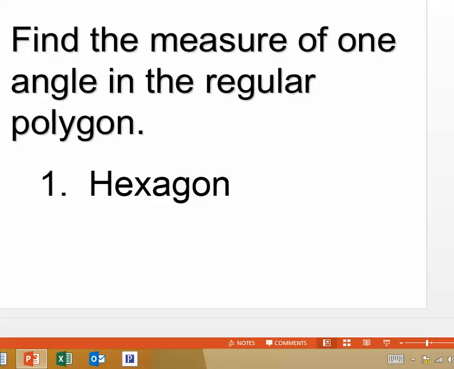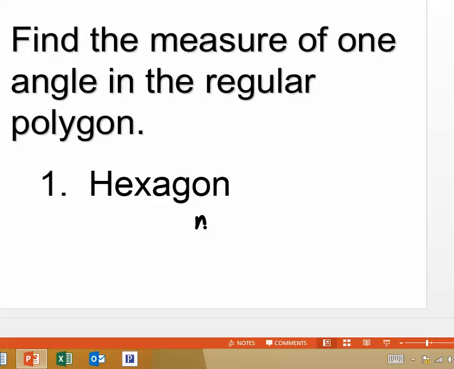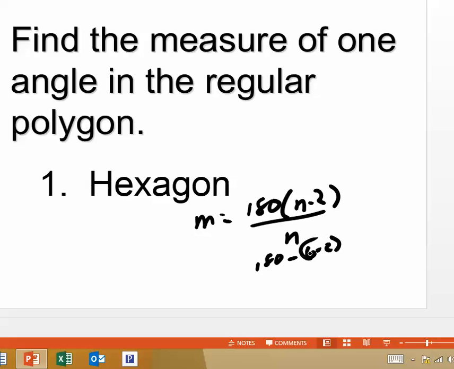So we have a hexagon once again. It's regular, so the measure is equal to 180 times n minus 2 over n. 180 times 6 minus 2, over 6. That was 720 over 6, so each angle would be 120 degrees.